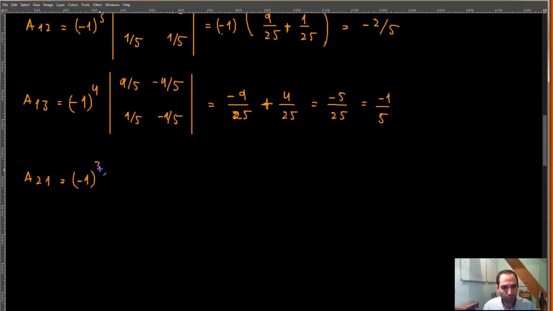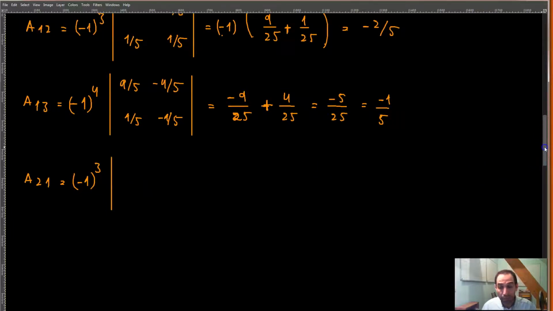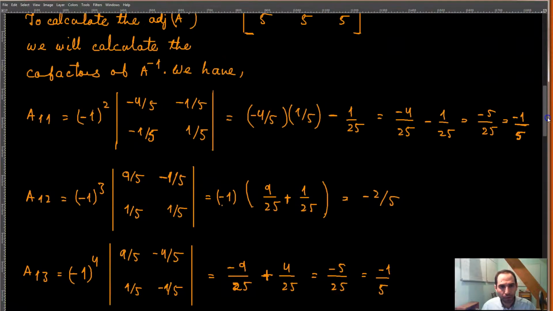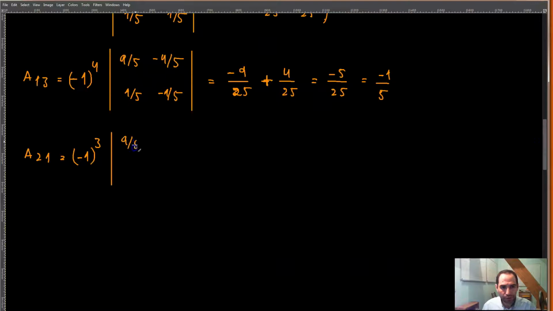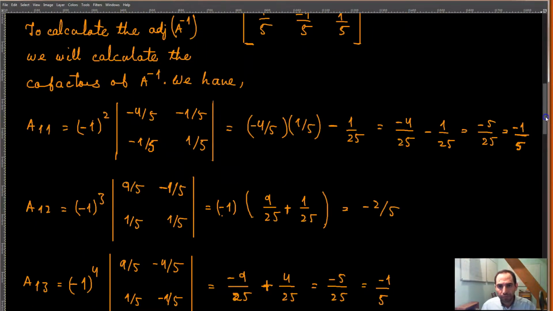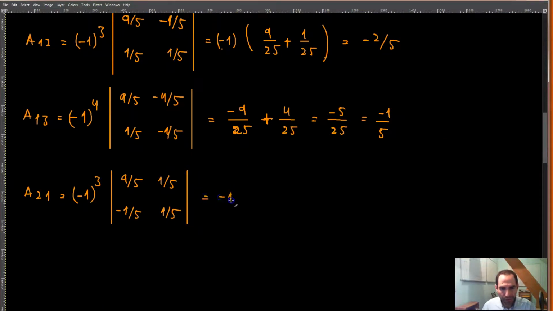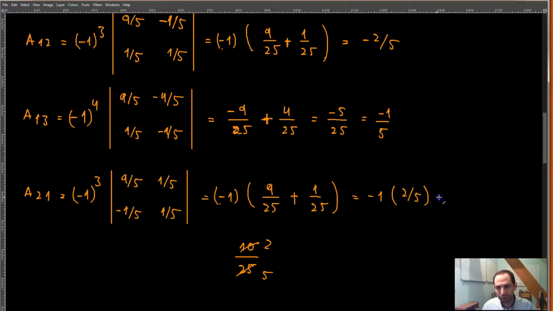A21 is equal to -1 to the third power times the determinant. So row 2, column 1: delete this row, delete this column, 9/5, 1/5, -1/5, and 1/5, if I'm not mistaken. That is correct. So you have -1 times, now 9/5 times 1/5 is 9/25, plus, because of this negative sign here, 1/25. That is 10/25, divided by 5 gives 2/5, so -1 times 2/5 is equal to -2/5.